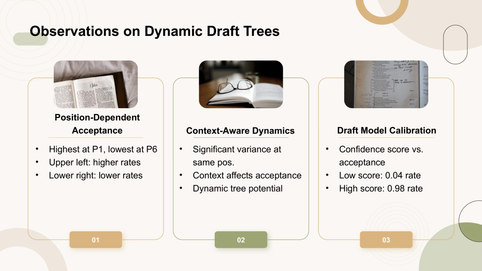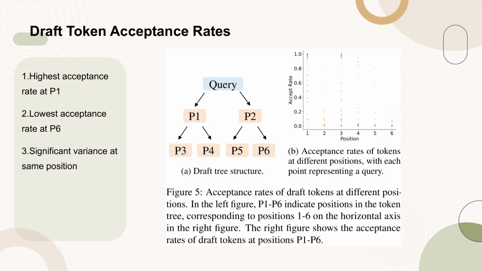Additionally, we explored the relationship between the draft model's confidence score and the acceptance rate of tokens. We discovered a strong positive correlation. Tokens with a confidence score below 0.05 have an acceptance rate of about 0.04, while those with a score above 0.95 have an acceptance rate of approximately 0.98. This finding allows us to estimate acceptance rates using the draft model's confidence score, facilitating dynamic adjustments to the draft tree structure. Figure 5 illustrates the acceptance rates of draft tokens at various positions within a token tree.